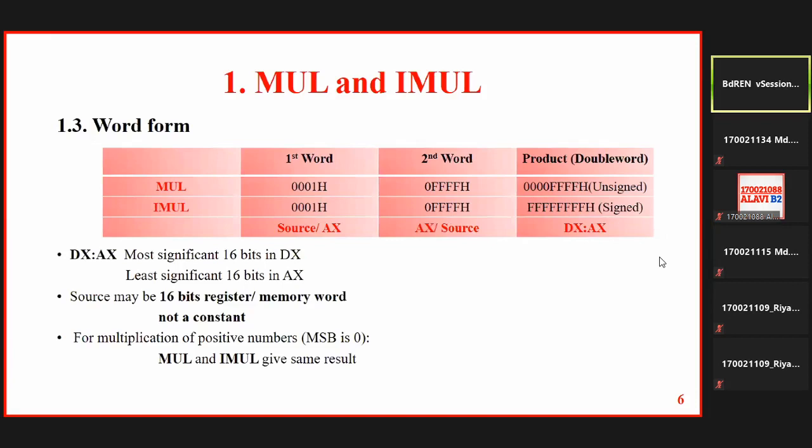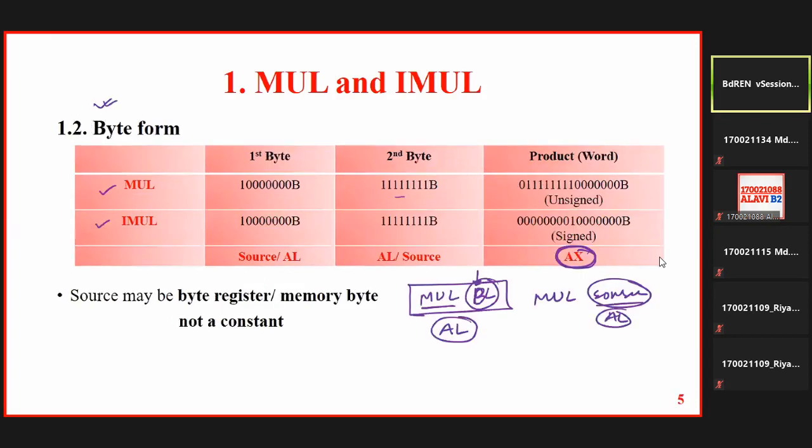Yes, that is the word form that I was saying. That's another slide. So here you can do the multiplication for word form. First of all, try to get this one. So for byte form, one of your operands will be in AL, and the other one will be after this instruction. That is your source.